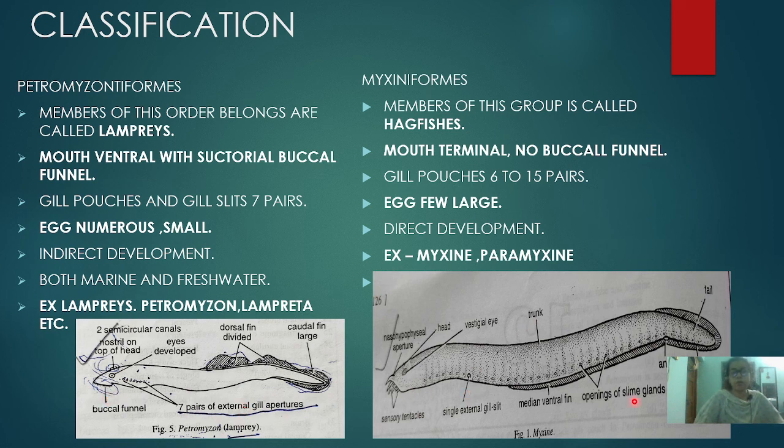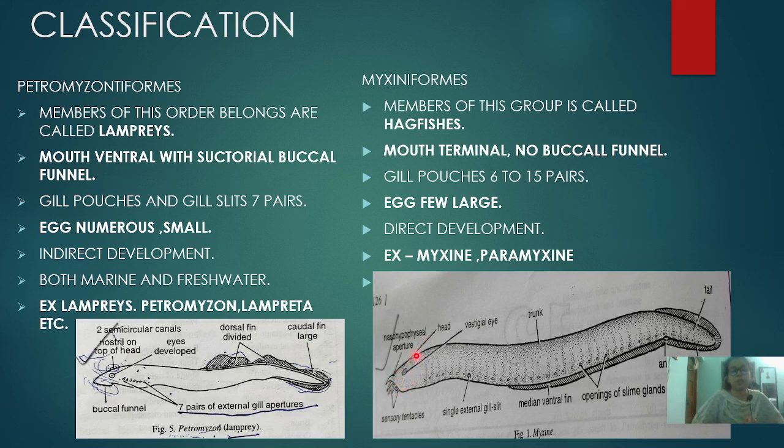Then Myxiniformes. These belong to the hagfish. All the hagfishes belong to this category, and the mouth is terminal. But one interesting feature about the difference between these two is that the buccal funnel will be present in the case of lamprey, but Myxine do not have any buccal funnel. Instead, sensory tentacles will be present. Here the head region and a vestigial eye will be present.